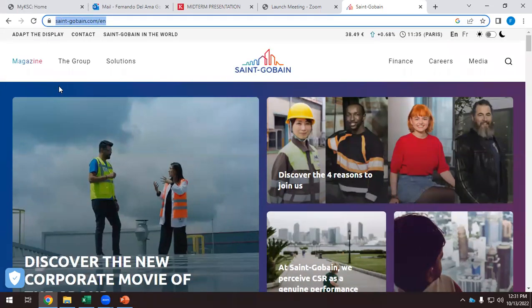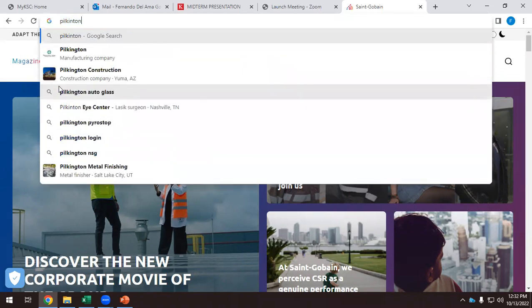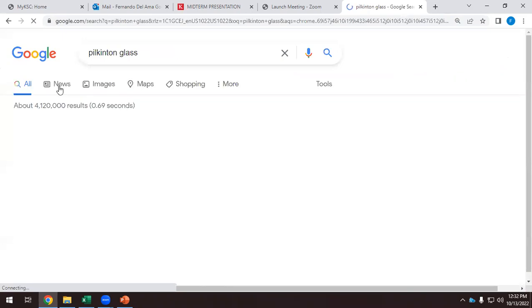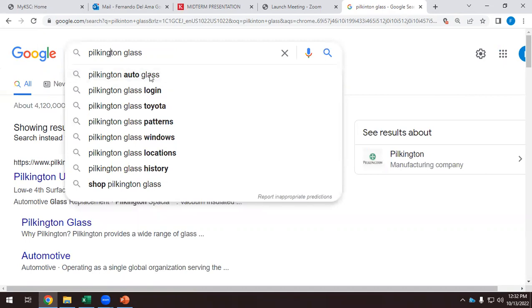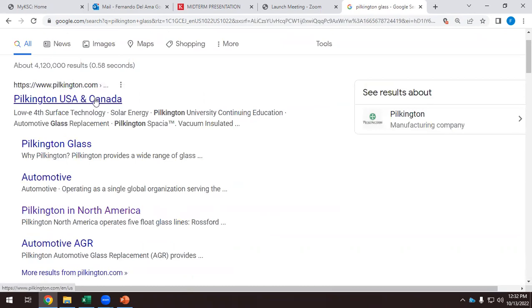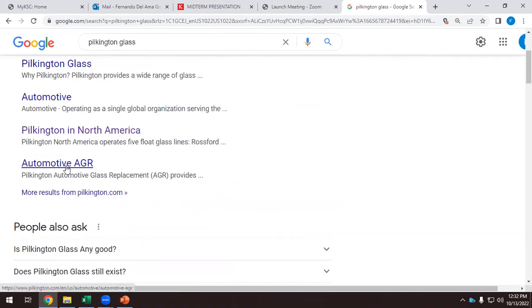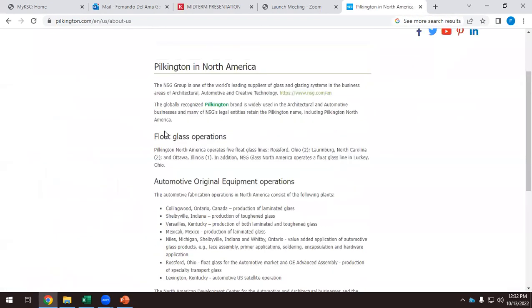In the United Kingdom or in the United States, we have 2 companies. We have Pilkington, Pilkington Glass. They have branches mainly in USA and Canada, and also in the United Kingdom. And they manufacture, this is what we are looking for, the float glass. Float glass is what we use in buildings. And then we have the automotive glass.